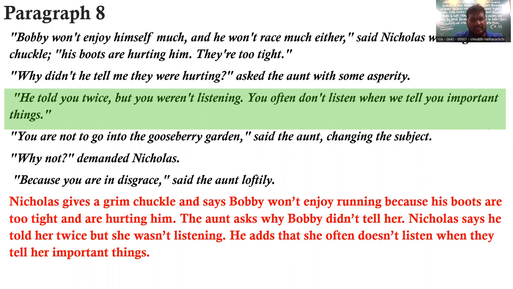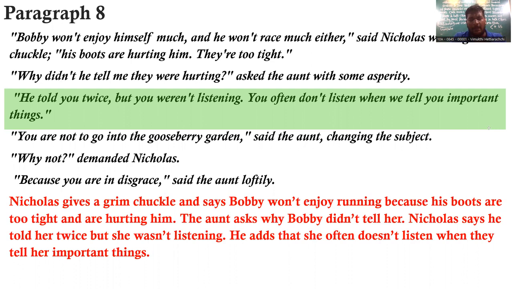"Why not?" demanded Nicholas. Can you understand his cognitive abilities? He is ready to ask questions, he has that logical ability. "Why not?" demanded Nicholas. "Because you are in disgrace," said the aunt loftily. Because you are in disgrace, you have done something really bad, as a result of that you can't enter the gooseberry garden. So why did the aunt particularly use the words gooseberry garden? That is what we have to pay our attention to. She could have mentioned any other name, but she specifically used the name gooseberry garden. You can go anywhere that you like, but you can't go to the gooseberry garden.